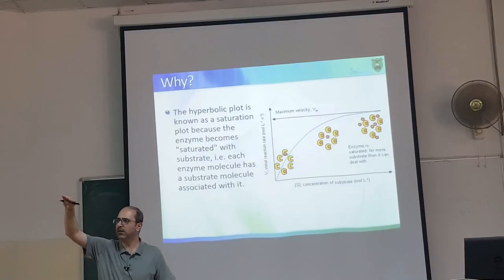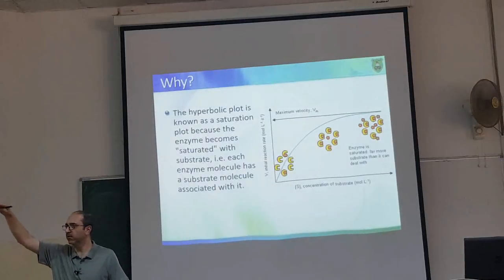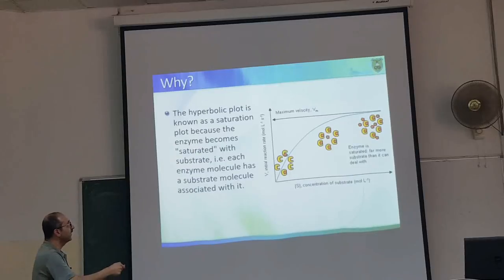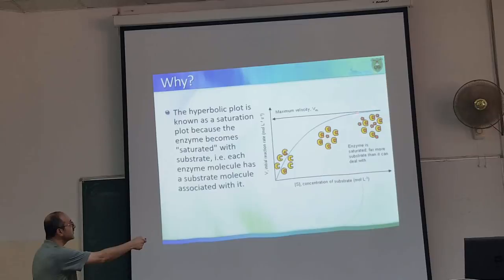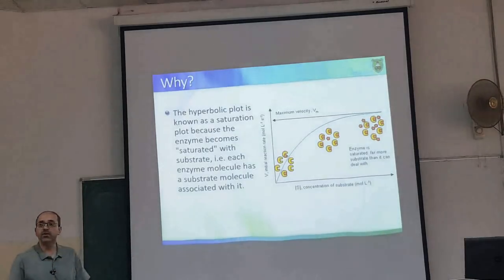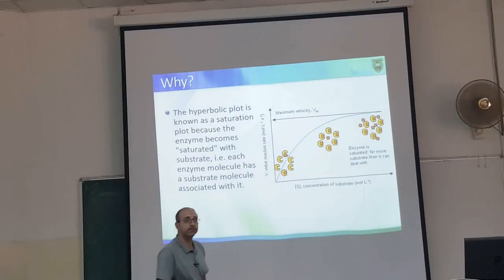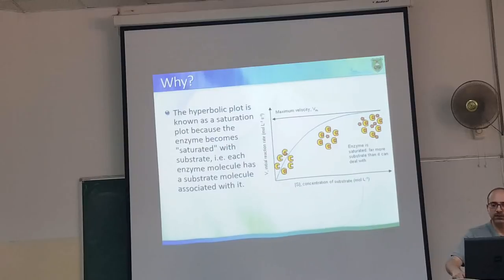Now make it 100 to 1. The rate of reaction stays the same, because now the enzyme does not depend on the substrate concentration, it depends on its ability to convert the substrate to product. But at this point we say the enzyme is saturated. Good? Got it? So this is what I'm saying.